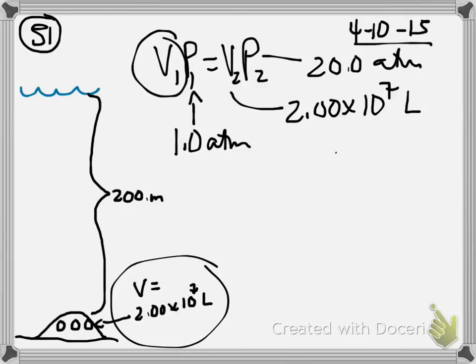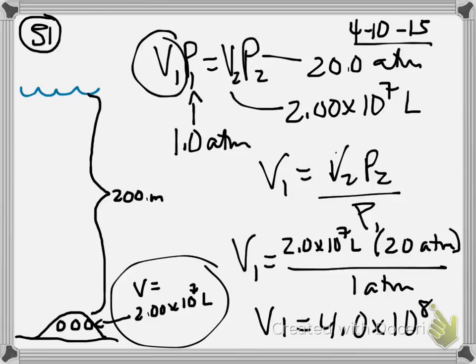This one's too easy. Jeez Louise. I can't believe I ever assigned that. Okay, so V1 equals V2 P2 over P1. And it's just plugging in. Okay, so we get 4.0 times 10 to the 8th liters of gas that has to be compressed at surface level. And how many sig figs do we actually get? 2? 3. We get 3, so it'd be 4.00 times 10 to the 8th liters. Okay, that one was way too easy. That's not the one I was thinking of.